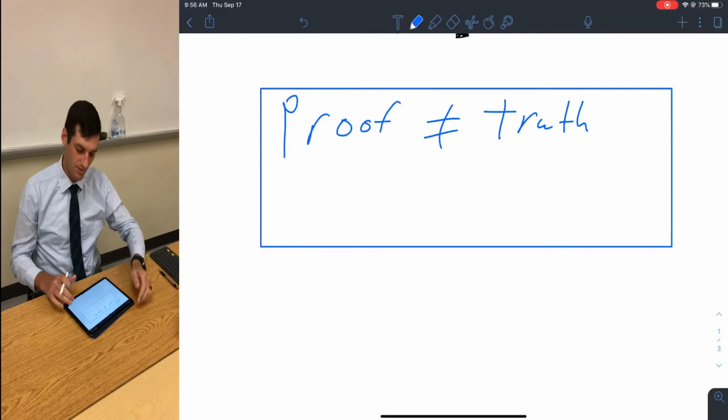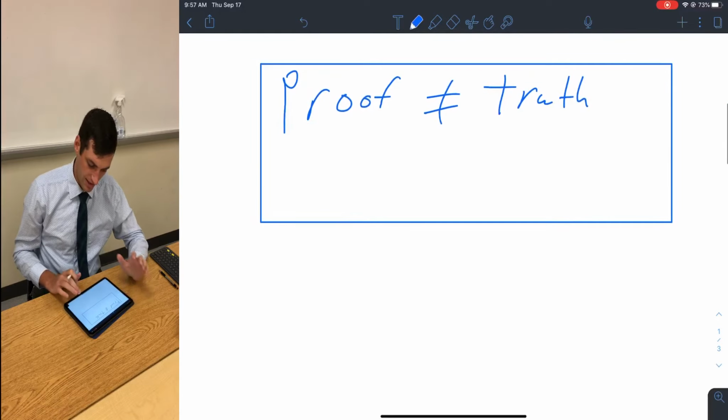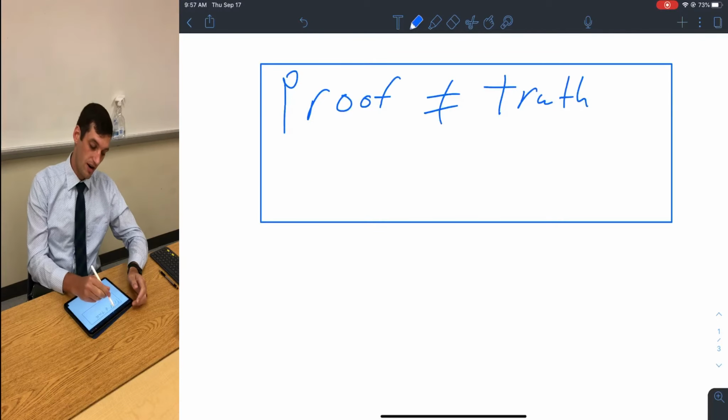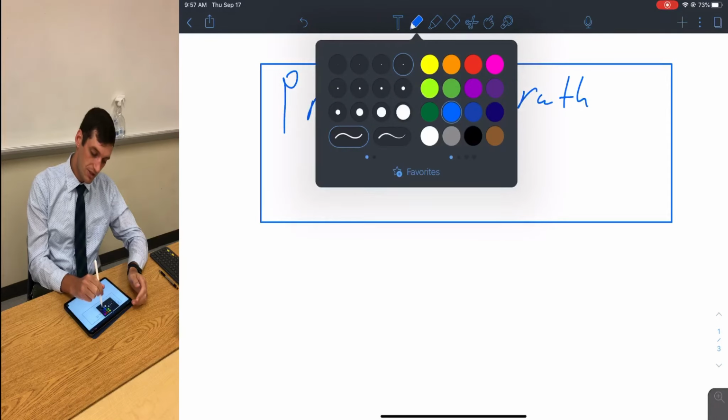Okay, so I hope that that helps. But that's one thing that I want you to take from here, is that proof does not equal truth. All right, so from here, we're actually going to go on.